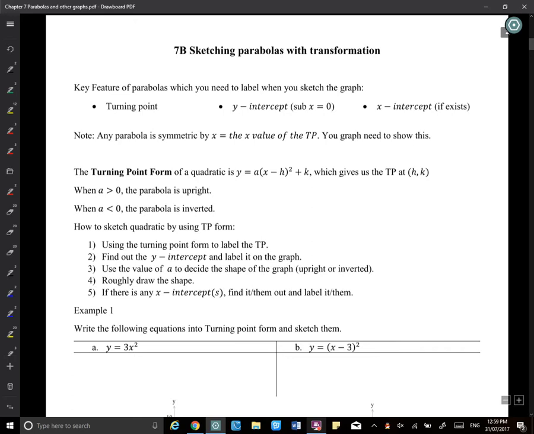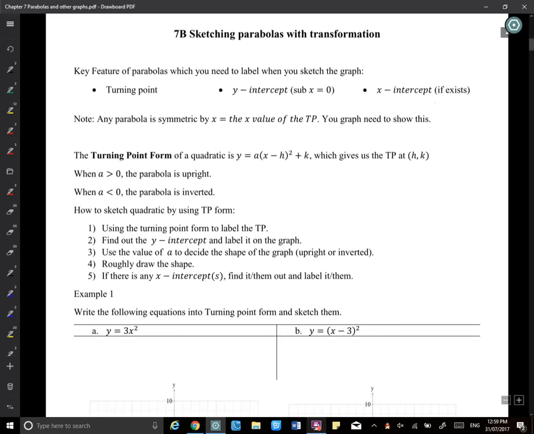So, key features for quadratics, which you need to label when you sketch the graph. This is not only for quadratics, it's for any other graph. When you want to sketch a graph, if you have the following key features, you definitely need to label all of that. So, turning point: if there is a turning point on the graph, you must label it. XY intercepts: if there are any, you must label them. That's something you always need to label, no matter what kind of graph you have. So, three things you must label for quadratic equations.